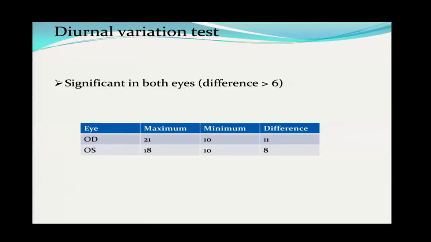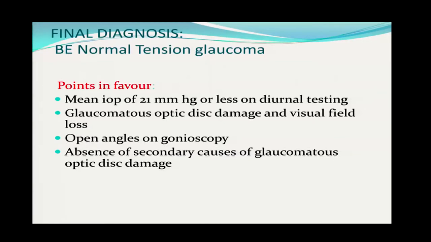Generally, it's less than 6 millimeters of mercury. Okay, so again, you have a wide fluctuation, and that also is a point that suggests that what you are thinking is in the right direction. This was day-night both. This was 24 hours. But if you can't do night measurement, then at least do daytime measurement. And if you can't even do that, then call the patient a few times.